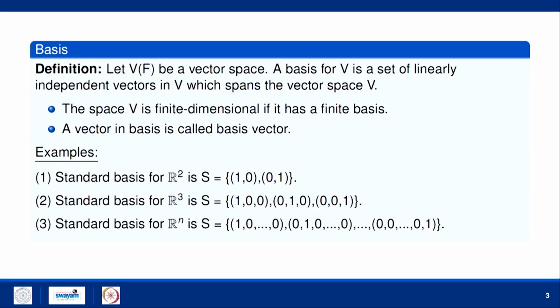There are two types of vector spaces, finite dimensional vector spaces and infinite dimensional vector spaces. If the basis of a vector space V contains a finite number of vectors, then we say that it is a finite dimensional vector space. Otherwise, we say that the vector space is an infinite dimensional vector space. A vector in a basis is called a basis vector.